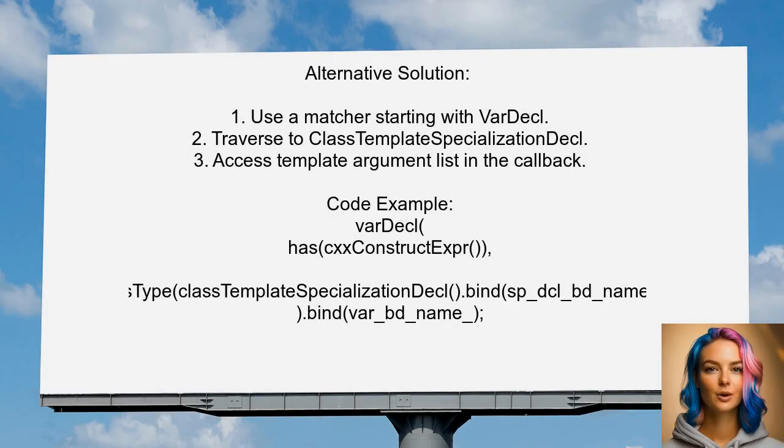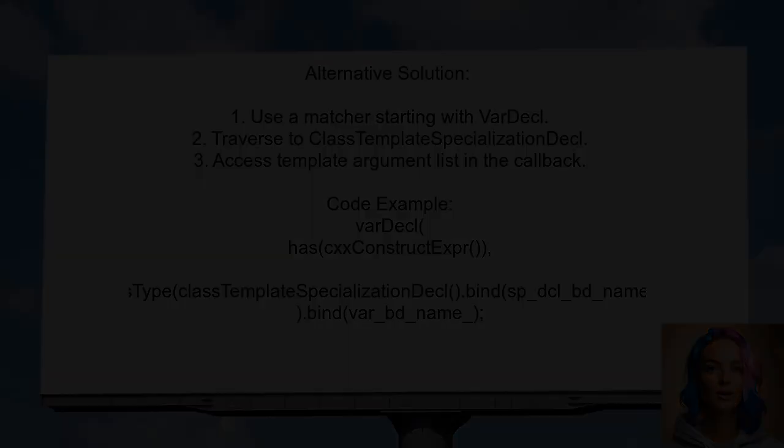An alternative solution provided by another user involves using a matcher that starts with the variable declaration. This matcher traverses to the type, which is a class template specialization decl within the vector's class template decl. In the callback, you can access the template argument list and work with individual template arguments.